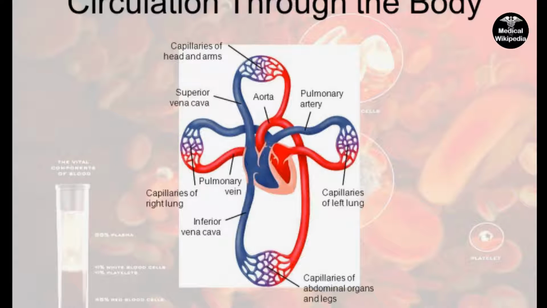Circulation through the body. Capillaries of head and arms. Capillaries of abdominal organs and legs. Inferior vena cava. Pulmonary vein. Capillaries of right lung. Superior vena cava. Aorta. Pulmonary artery. Capillaries of left lung.